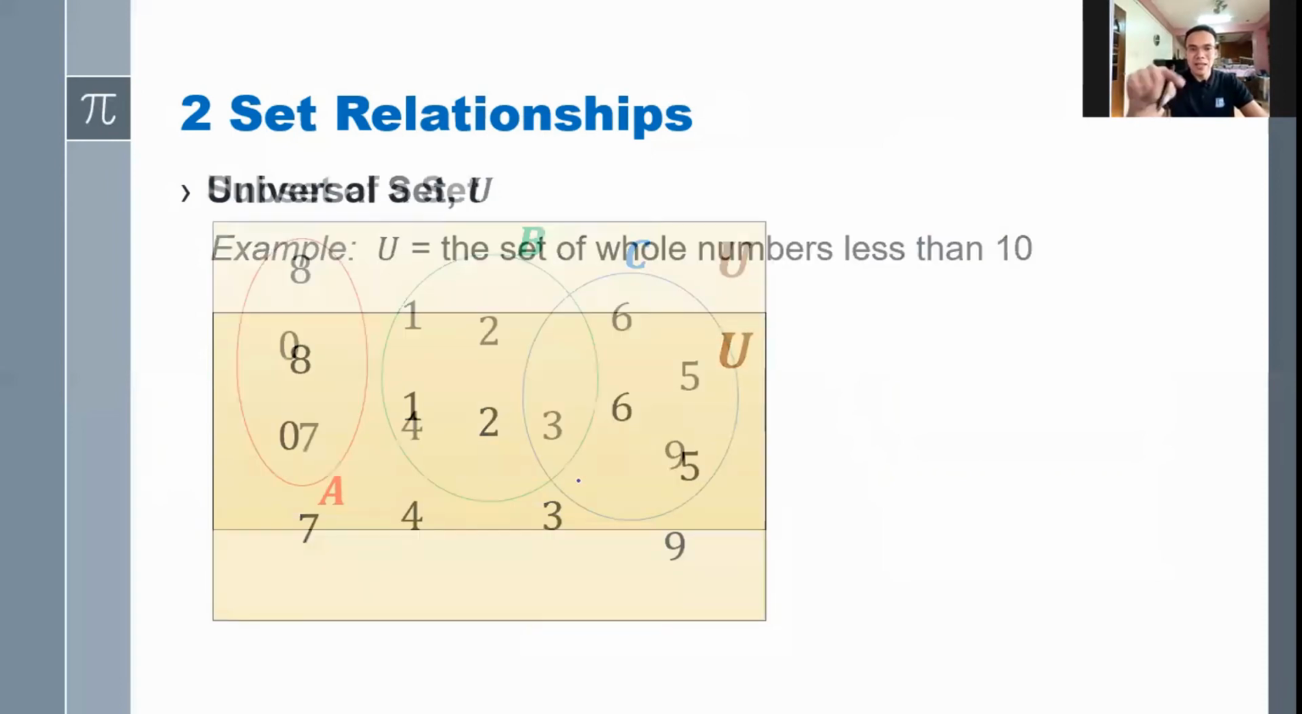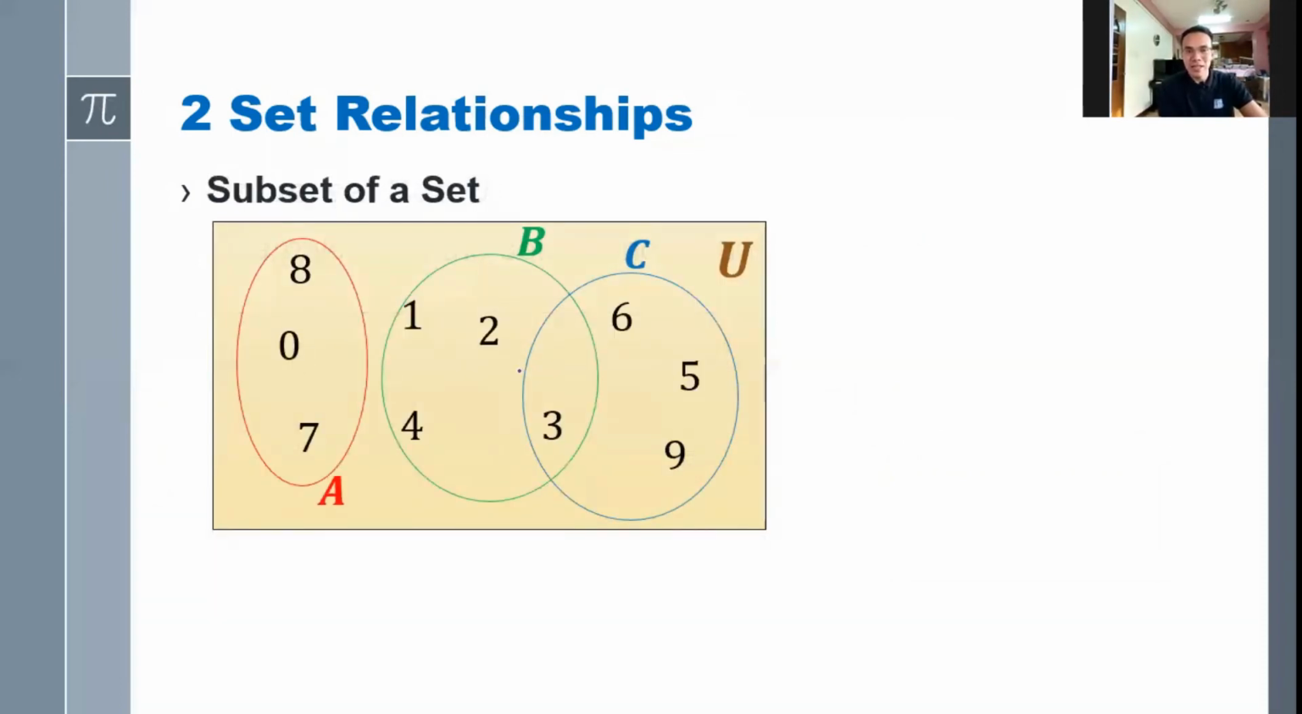Okay? Next, subset of a set. Subset can be understood as a portion of a set, just a portion. Just like here, set A, whose elements are 8, 0, 7. Remember that 8, 0, 7 are also elements in the universal set. Therefore, we can conclude that set A is a subset of U.